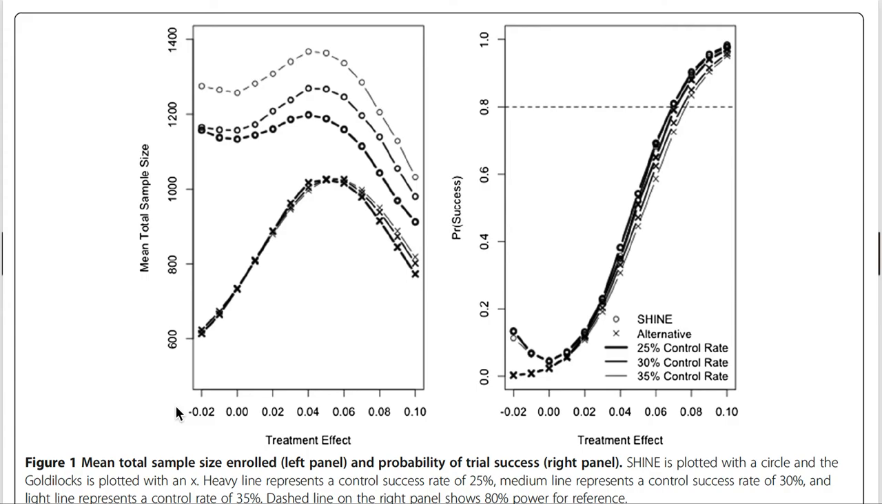And on the right plot, we see the probability of success plotted against the treatment effect. And we can see here the circle is the SHINE and the X is the Goldilocks alternative. And you can see, other than the starting point, they pretty much almost mirror each other past the power mark of 80%.